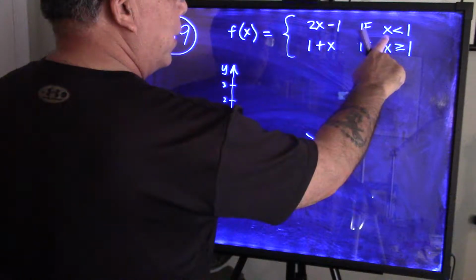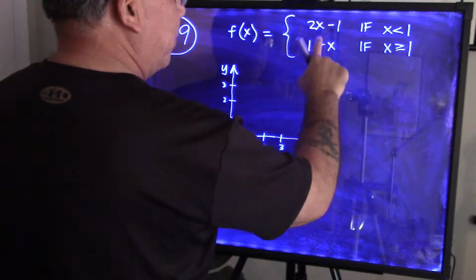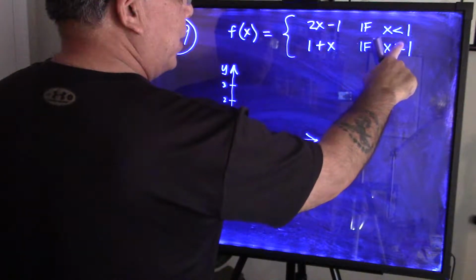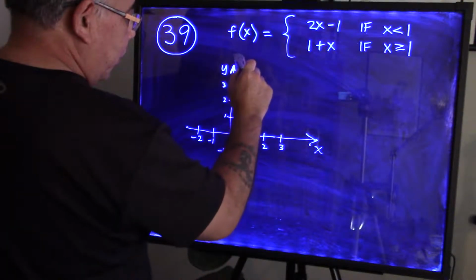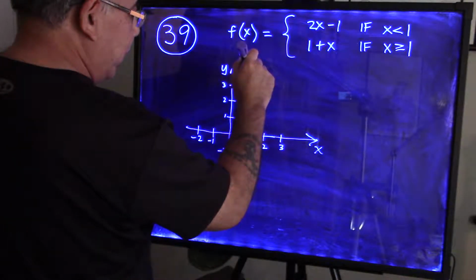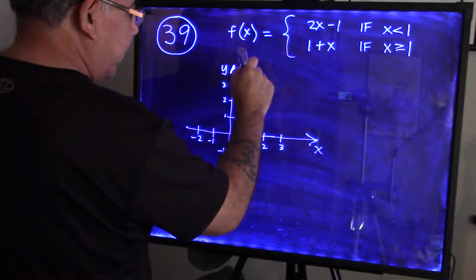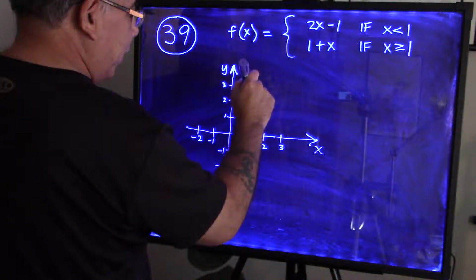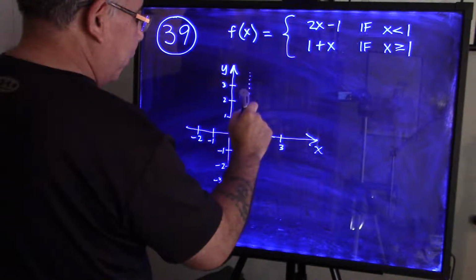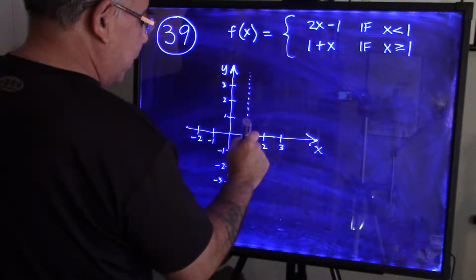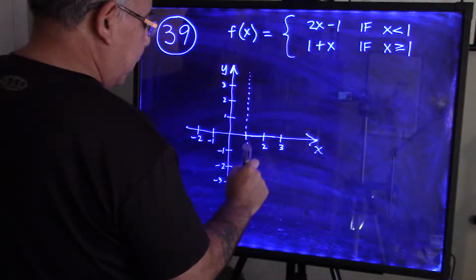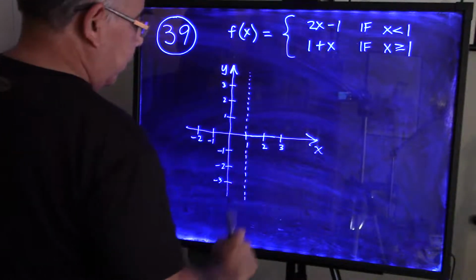You look at where the domain gets split up between the different pieces of the function. It apparently splits up at x equals 1. So you could draw a vertical dotted line going through x equals 1. And that's meant to indicate it's not part of the graph, but it can be erased. So if you're using a pencil, which you should on these, you draw it lightly so it's easy to erase later.